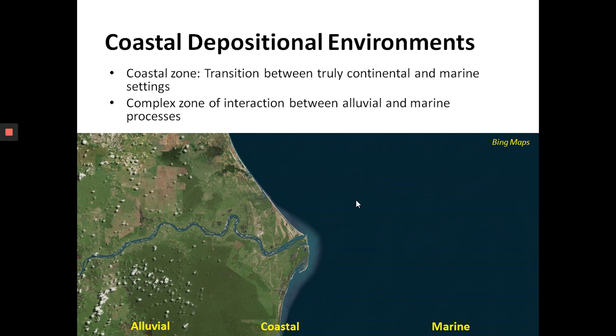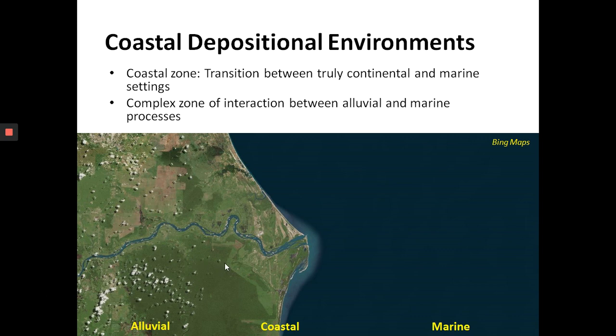This is an aerial image of the eastern coast of Peninsular Malaysia. It's from Bing Maps. And what you can see here is a river. This is the Pahang River at the back here. And this is a truly continental environment. There's fresh water flowing through an alluvial river setting, with floodplains along its side. So this is truly continental, this is alluvial.